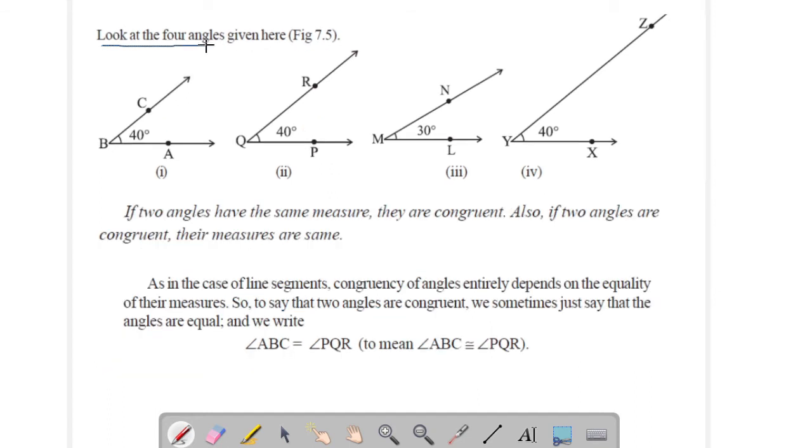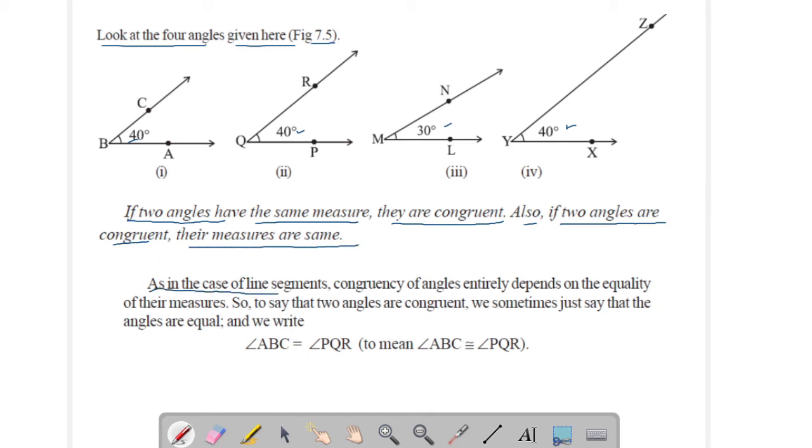Look at the four angles given here in figure 7.5. Here see first part, angle ABC is 40 degrees, angle PQR is 40 degrees, angle LMN equals 30 degrees, angle XYZ equals 40 degrees. If two angles have the same measure, they are congruent. Also, if two angles are congruent, their measures are the same.